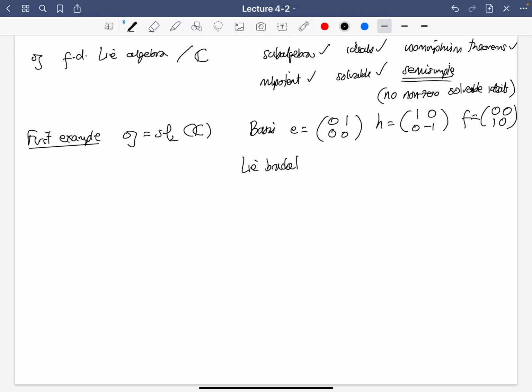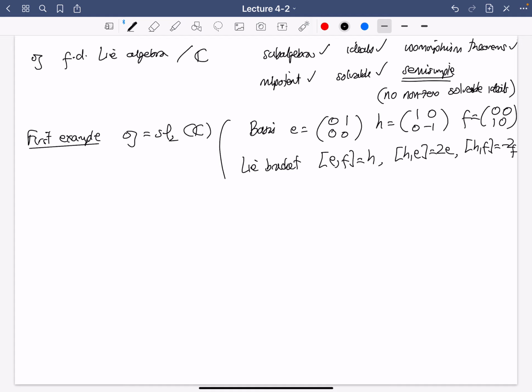And you can even write down the Lie bracket totally explicitly. This is a little calculation. The bracket of E and F is H. The bracket of H and E is 2E. And the bracket of H and F is minus 2F. And that, together with the skew commutativity, and of course the Lie bracket is bilinear, lets you work out the Lie bracket of any two elements in this three-dimensional vector space. So in fact, that basis and that information about the Lie bracket completely describes this Lie algebra.